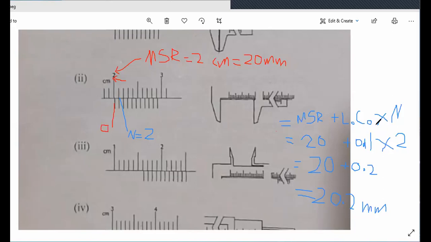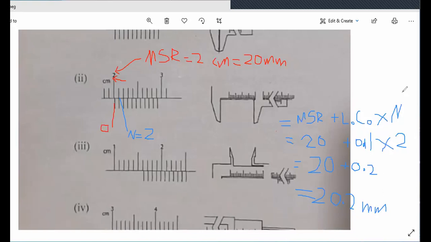What's the equation that we have written here? We have written outer diameter equals this. So please cut the term outer diameter and write reading shown in second figure equals MSR plus VSR, LC into coincide number. So this is the reading shown in the second figure. Okay, dear? So the reading shown in the second figure is 20.2 millimeter.